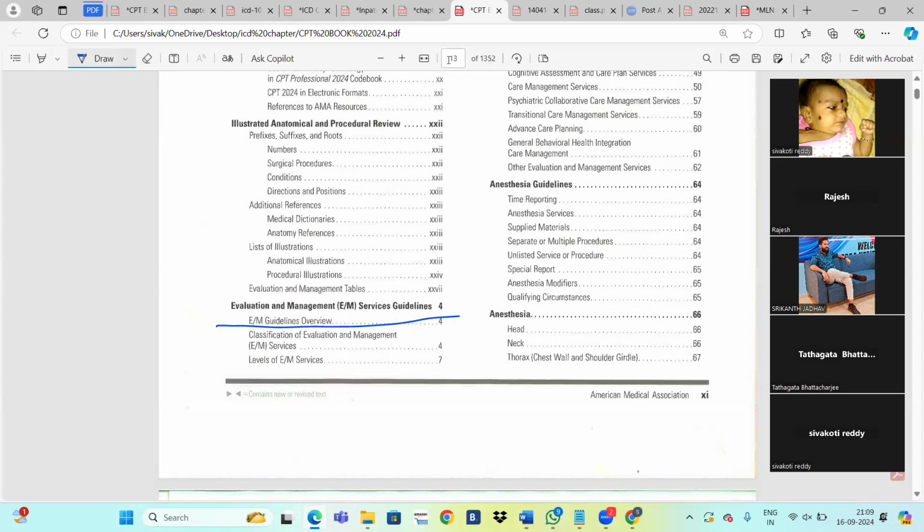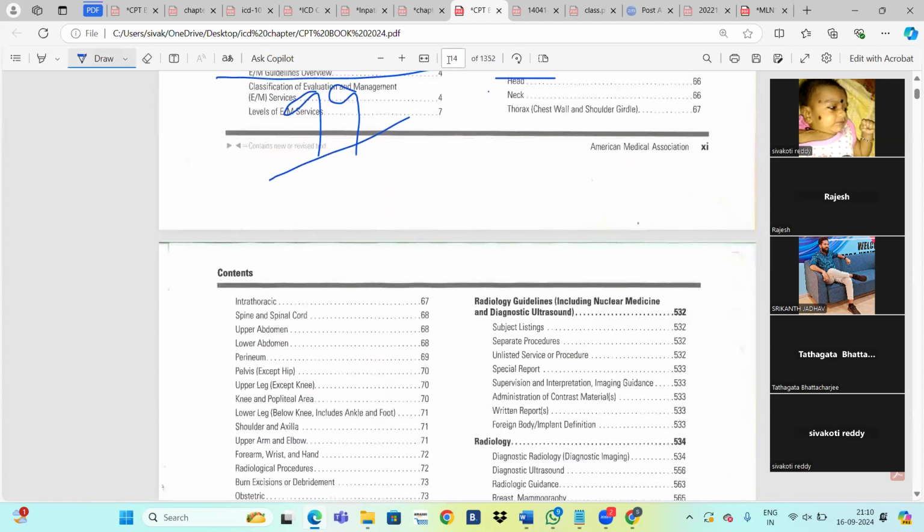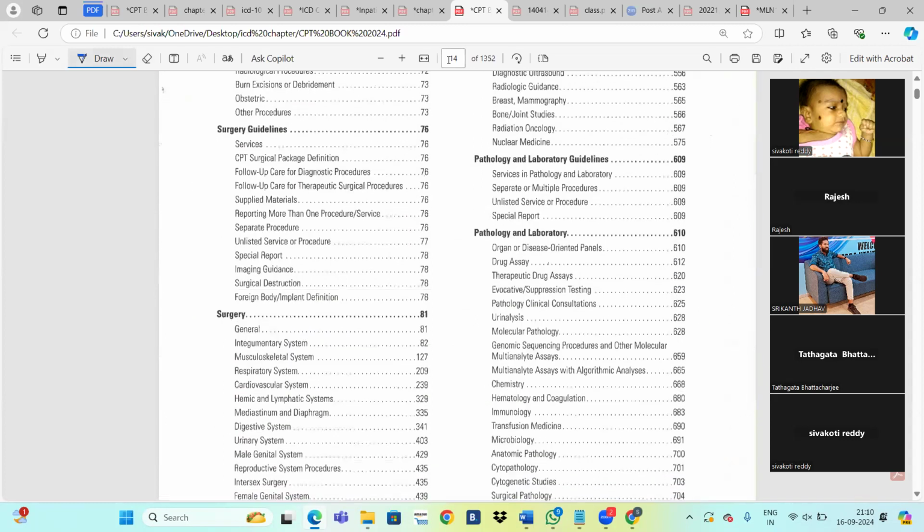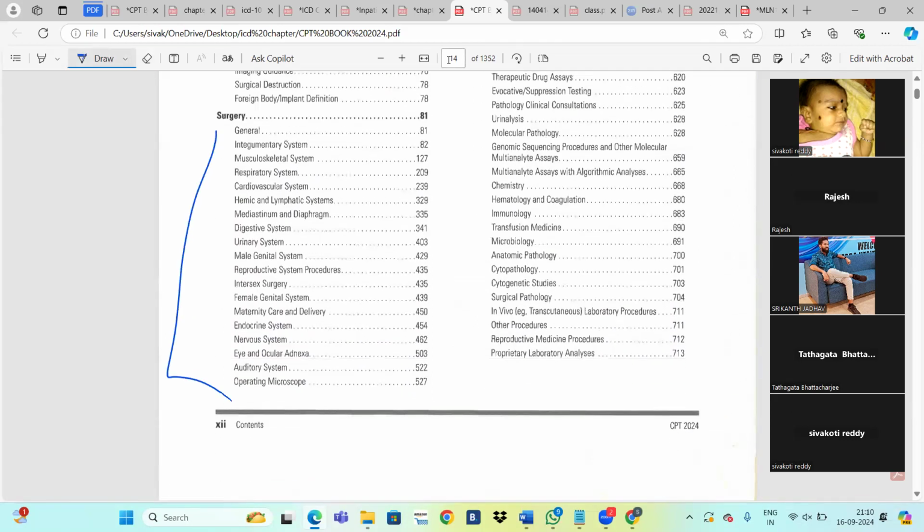Then anesthesia codes. So remember, evaluation and management codes start with the 99 series, anesthesia codes start with 0. The book starts with the 99 series, evaluation and management, then anesthesia 0 series, then surgery. Surgery 1 to 6 series codes you will get in this section. All the CCS exam related questions you will get from this surgery section.